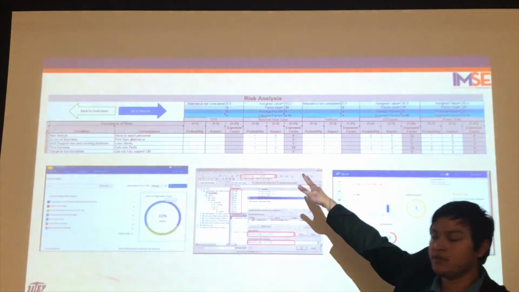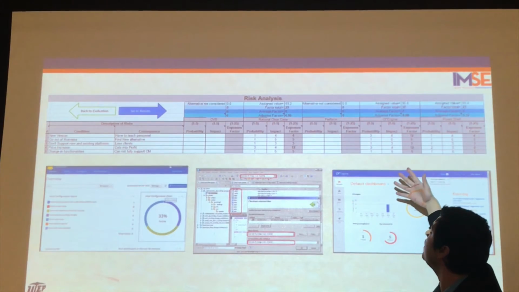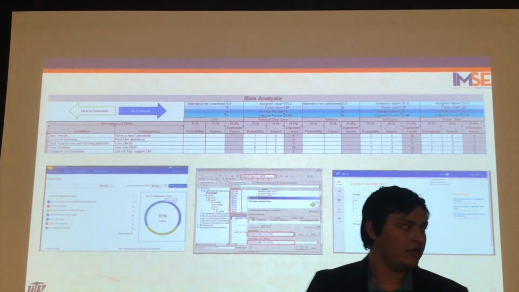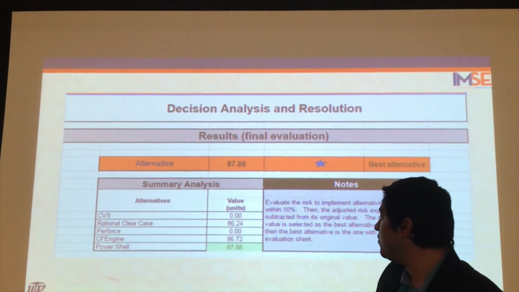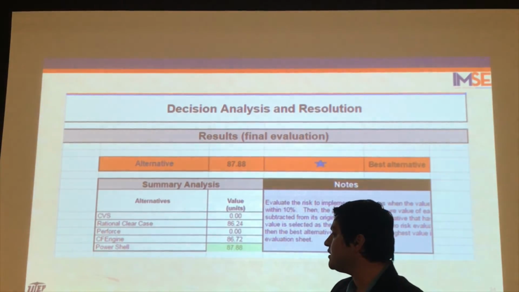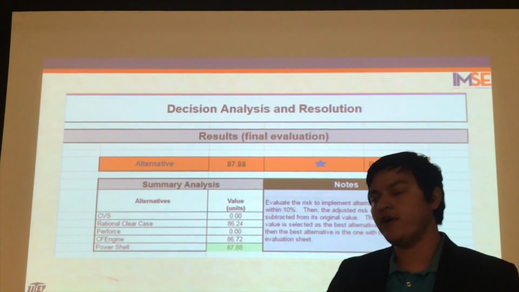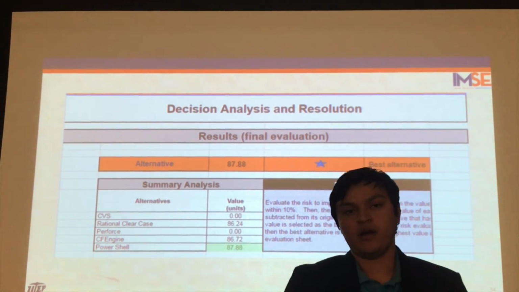By assigning the probability of the risk to each of the alternatives that are left, we get a new recalculation of the match. Finally, we get the winning alternative, and in this case, it's PowerShell, and it helps us find the best alternative out of the 5.